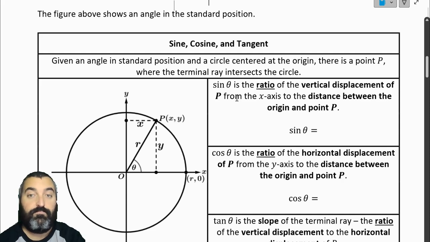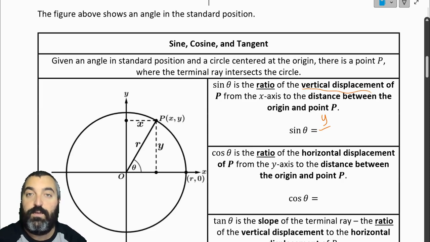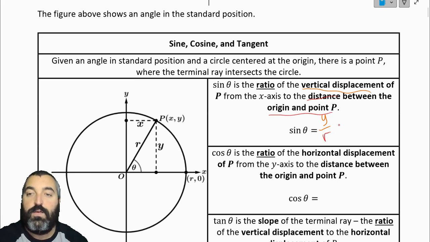So sine is the ratio of the vertical displacement of P from the x-axis to the distance between the origin and P. That's a fancy way of saying that sine of theta is y, which is the vertical displacement, and then the distance between the origin and point P, well, in this picture, that's r. We would also call this the opposite side over the hypotenuse.